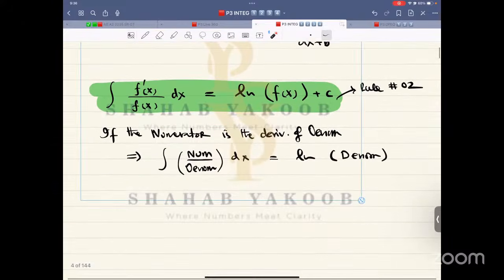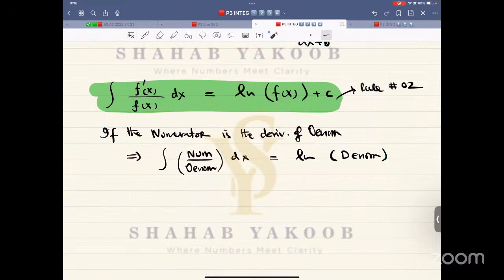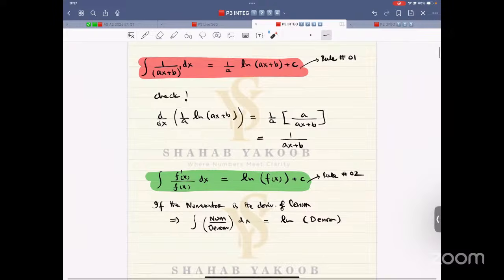The next one. Now it says, if there is a fraction and the numerator is the derivative of denominator, this is ln of denominator plus a constant of integration c. Now, I would like you people, those who are watching, to jot this down on the sidelines so that when I do some questions, you are comfortable and you know exactly what we are doing. Of course, you have studied it, but it's a good idea for revision also.